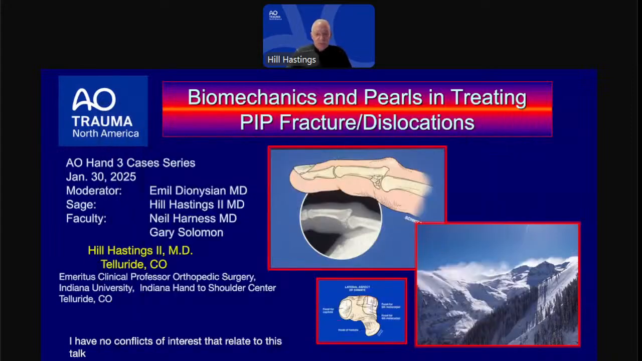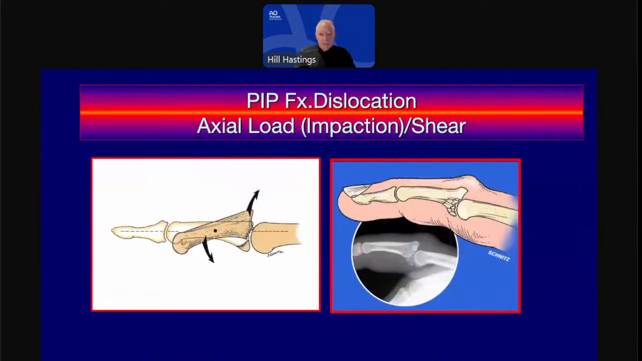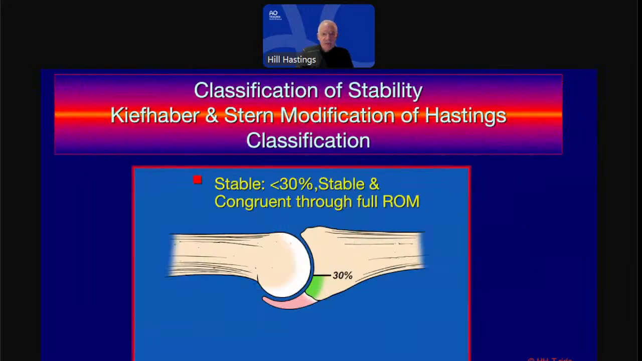So I'm going to deal with just a small part of all this, concentrating mainly on biomechanics that will give you a clue on how to judge when things are going to work or when they're going to fail, and then maybe a couple surgical pearls. So as Emil said, these happen typically from a ball or an axial load that drives the base of the middle phalanx out, and then the head of the middle phalanx causes a variable amount of compression and displacement of the palmar fragments. Tom Kiefhaber and Peter Stern modified my initial classification.